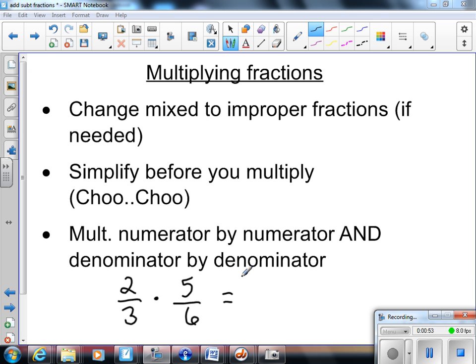Come on, your turn. Simplify before you multiply. And after you simplify, then you're going to multiply the numerator by numerator and denominator times denominator. Let's give it a try.